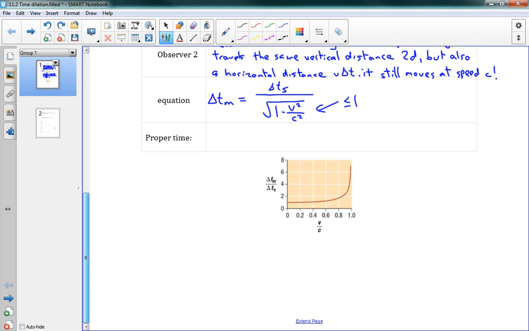Okay, so proper time is what we call delta Ts. Delta Ts is the time that the stationary observer was measuring, so the one that wasn't moving relative to the clock. So delta Ts is the time measured by an observer at rest relative to a clock.